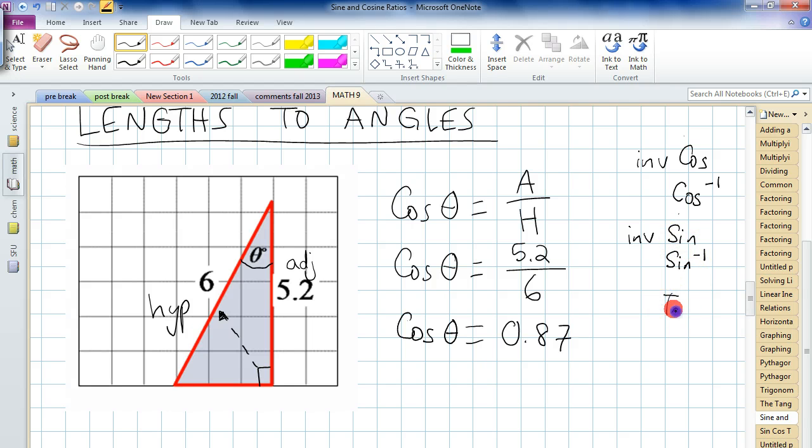Just like in the other video, tan and tan to the negative 1 were opposites of each other. So how do you get tan to the negative 1, sine to the negative 1, cos to the negative 1? Or inverse cos, inverse sine, inverse tan? Your calculator does that for you.